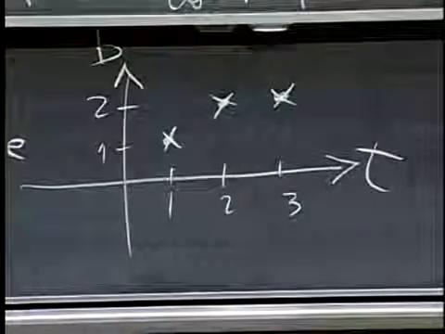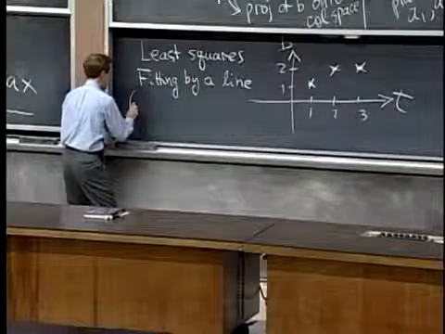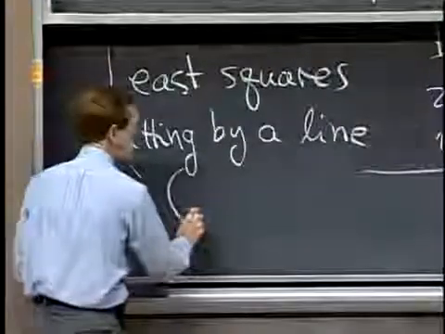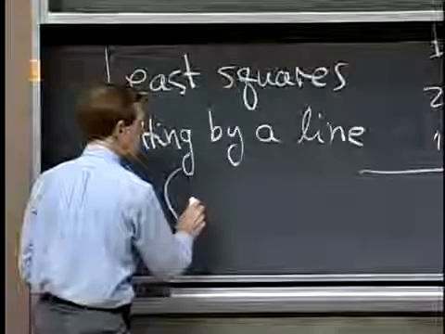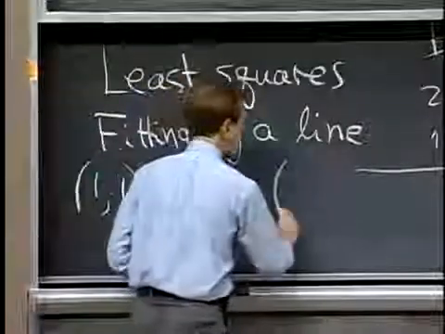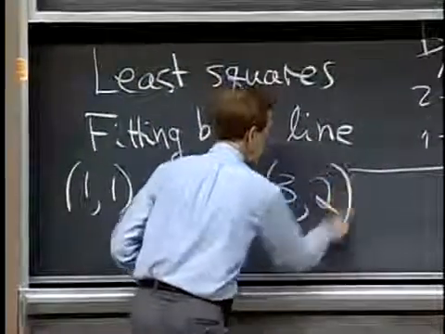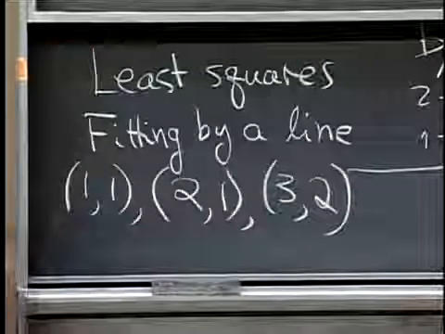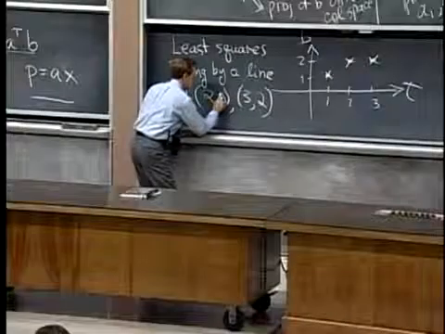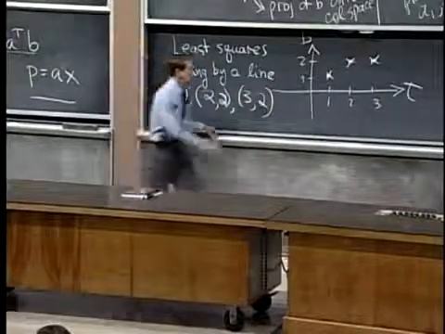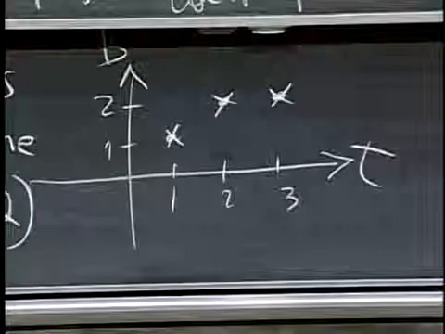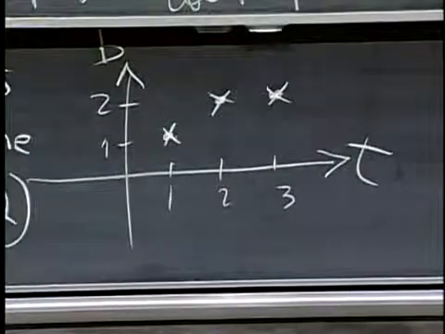So the problem is fit the points. The first point is t equals 1, b equal 1. The second point is t equals 2, b equal 2. And the third point is t equals 3, b equal to 2. So those are my 3 points. This is the point 1, 1. This is the point 2, 2, and that's the point 3, 2. And of course, there isn't a line that goes through this.